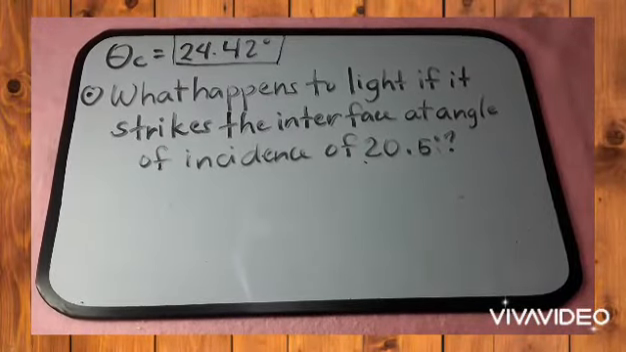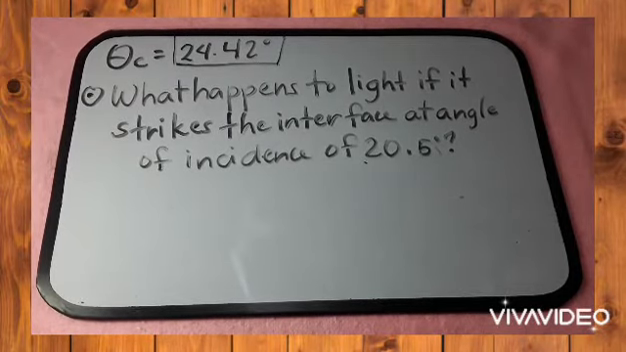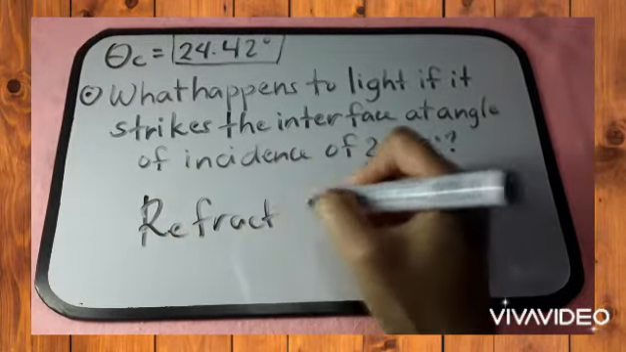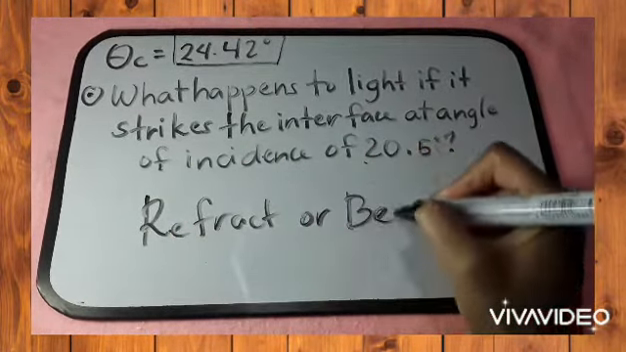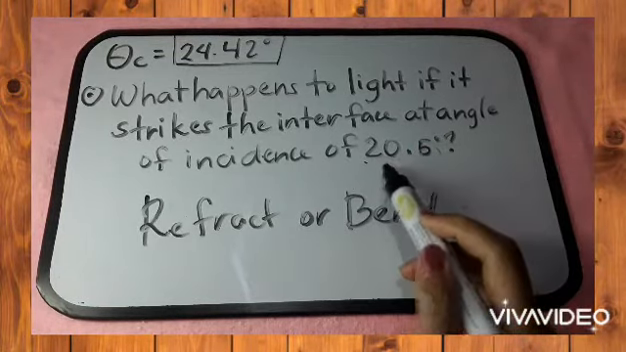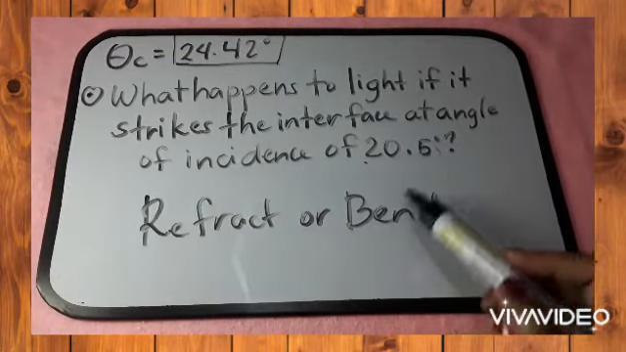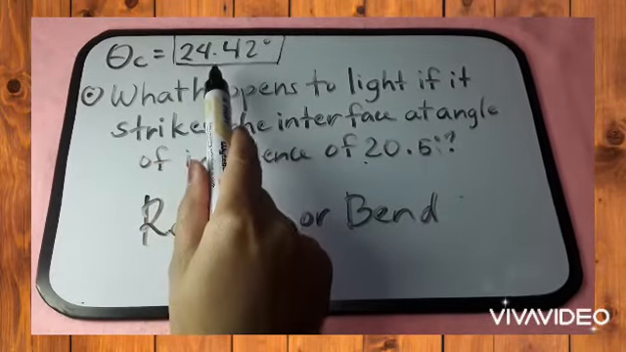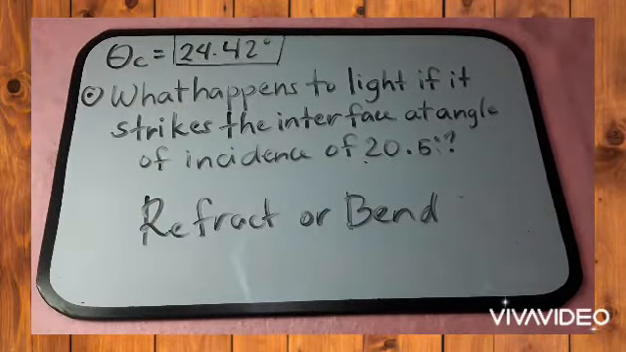So what happens to light if it strikes the interface at an angle of incidence of 20.5 degrees? Actually, the light will refract or bend. Why? Because this 20.5 degrees doesn't reach the critical angle, which has a value of 24.42 degrees.